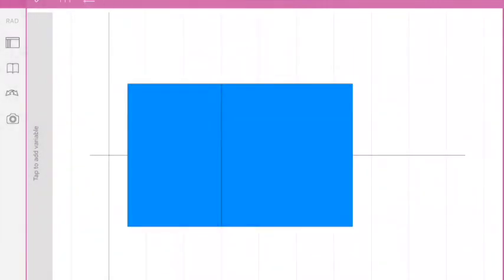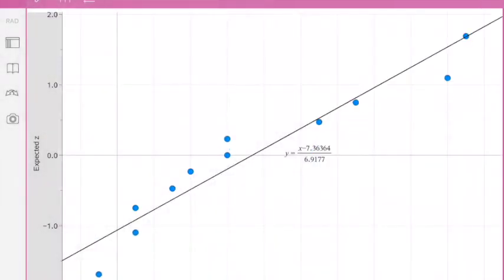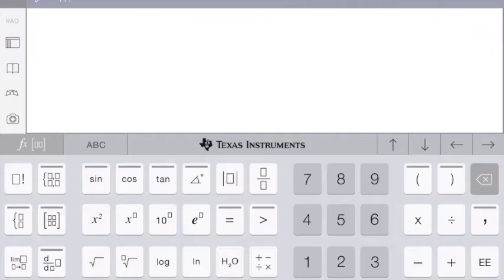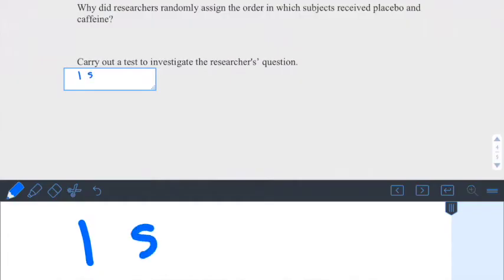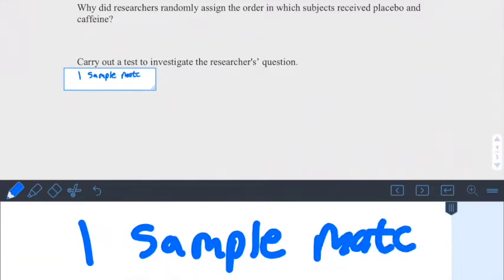So I want to look at my differences. And there's a box plot, no major skewness or outliers, and since we only had 11 subjects, it needs to look relatively normal, approximately normal. And looking at our normal probability plot, looks approximately normal. The points are pretty close to the line, so that's not bad. Now I'm glossing over the details, but we're running a one sample matched pairs t-test.